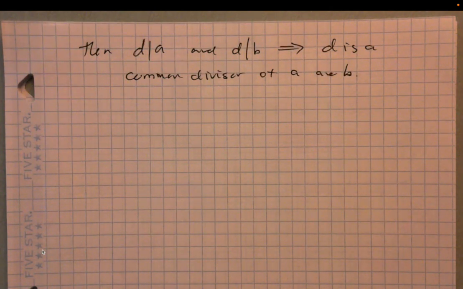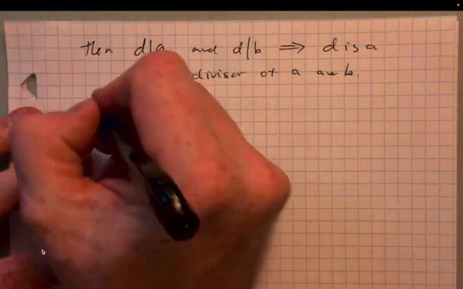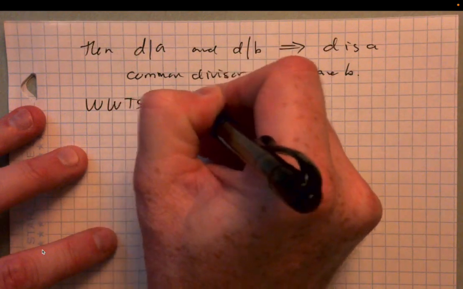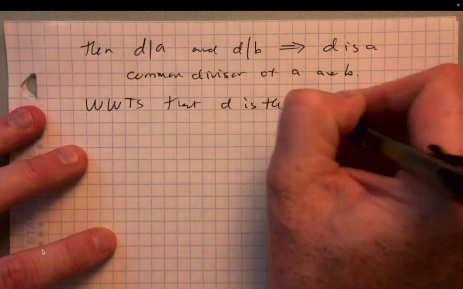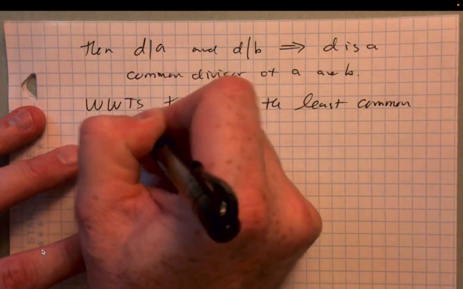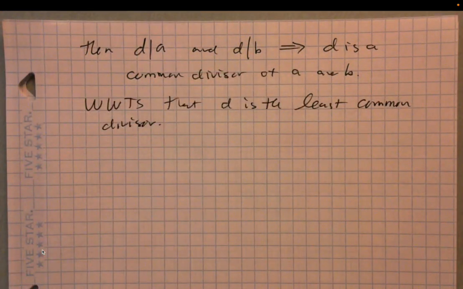It's a common divisor of A and B, but is it the least common divisor? So next we wish to show that D is the least common divisor. So how would we go about that? Well, let's just choose some other value as a common divisor, and we'll show that by necessity this other value must be larger than D.